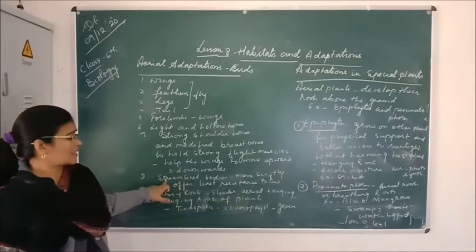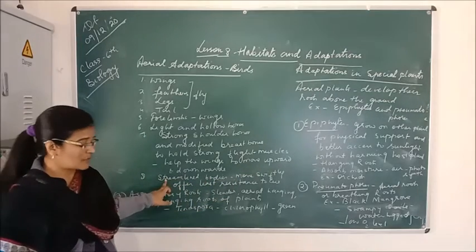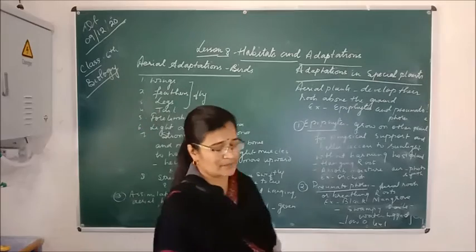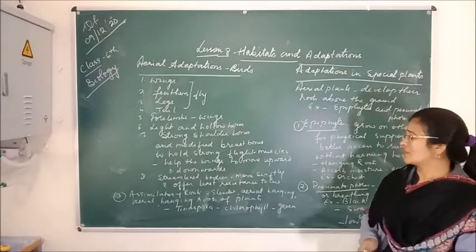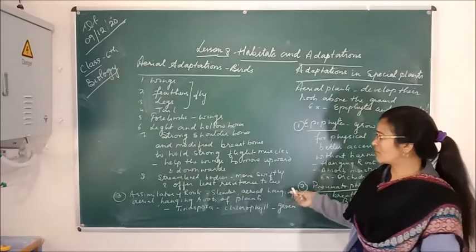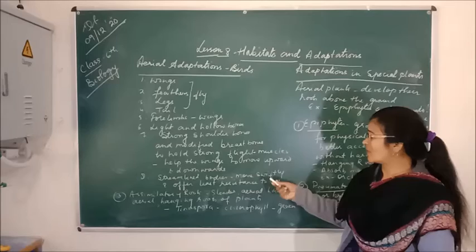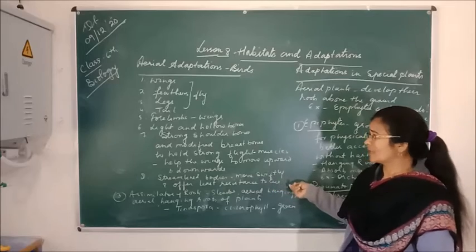This streamlined body you have also studied in the fish, which makes them swim easily in the water. In the same way, the streamlined bodies of the birds also help them to move swiftly in the air, and they offer least resistance to the air.